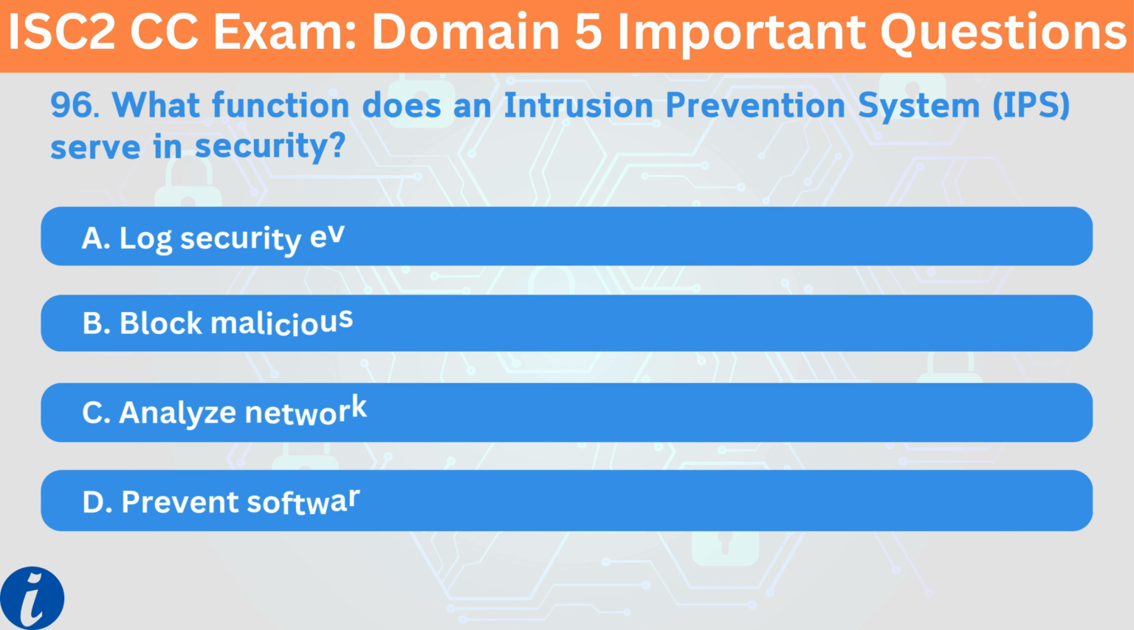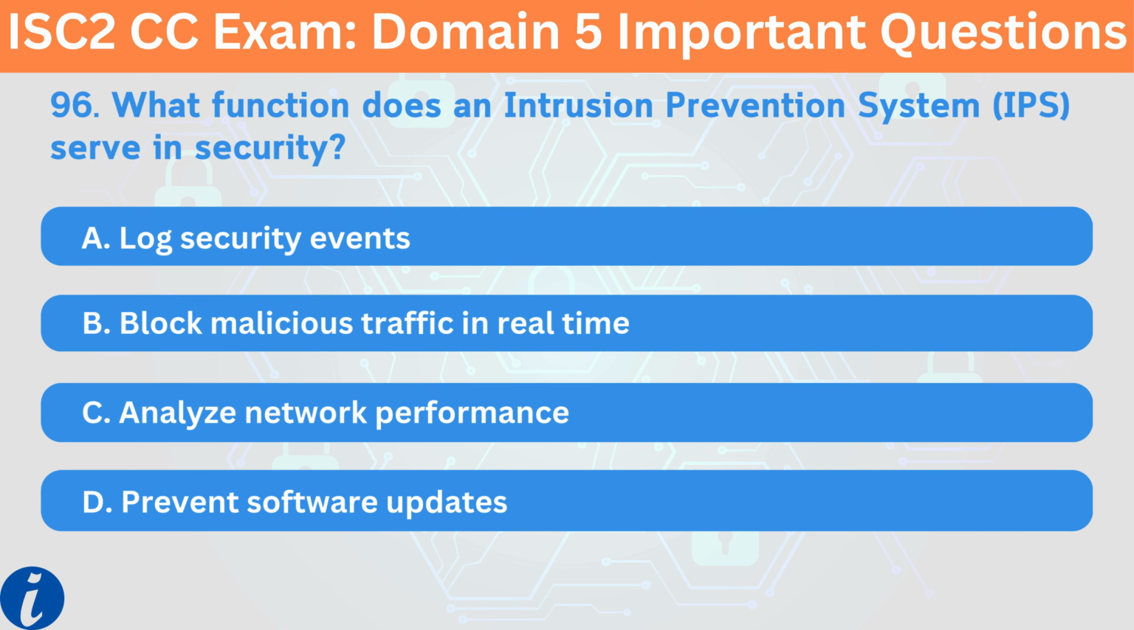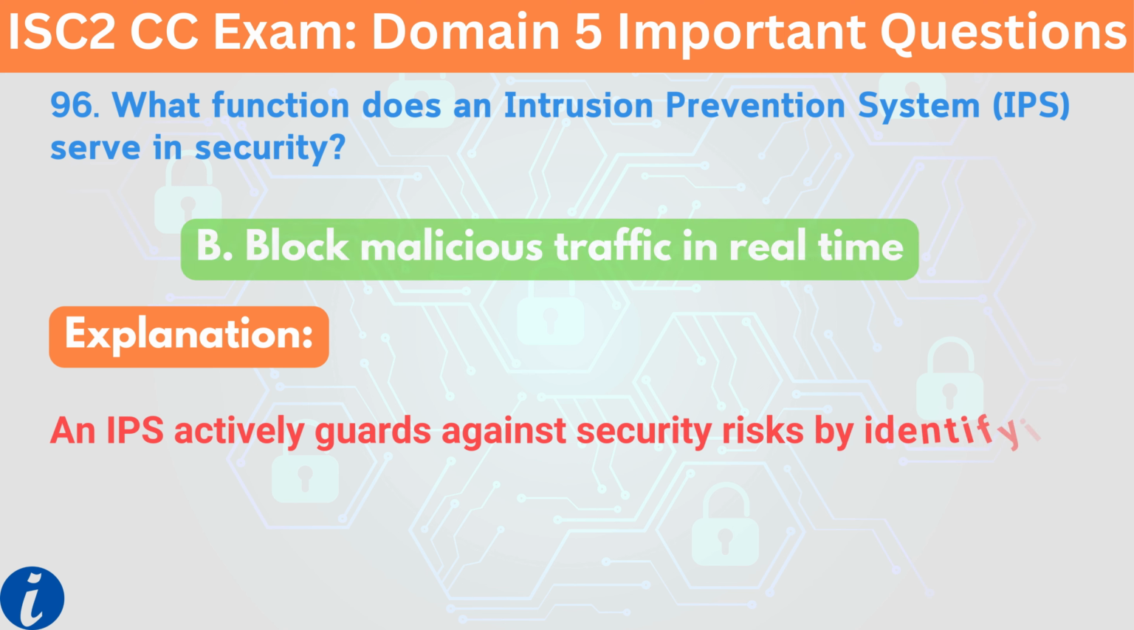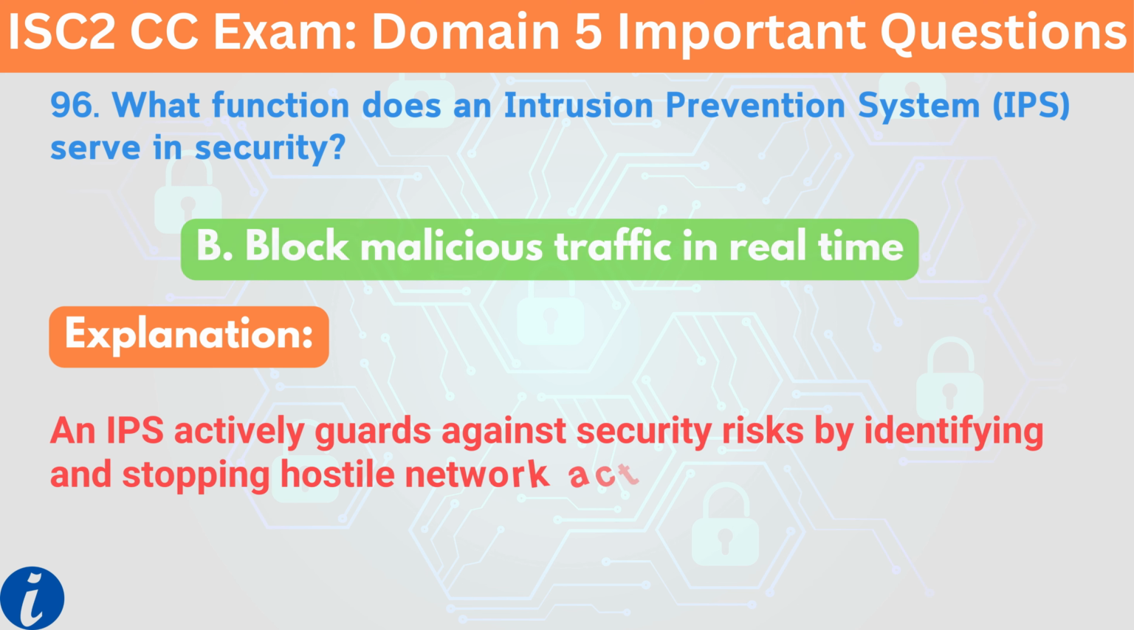96. What function does an intrusion prevention system, IPS, serve in security? A. Log security events. B. Block malicious traffic in real time. C. Analyze network performance. D. Prevent software updates. The correct answer is B. Block malicious traffic in real time. Explanation. An IPS actively guards against security risks by identifying and stopping hostile network activity.